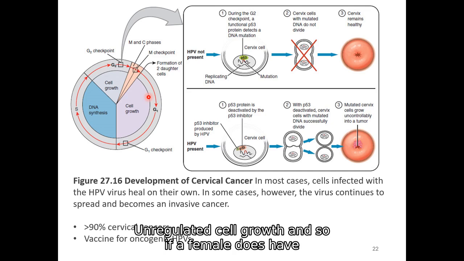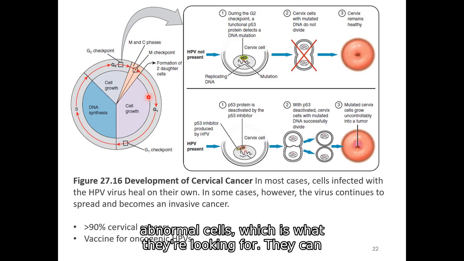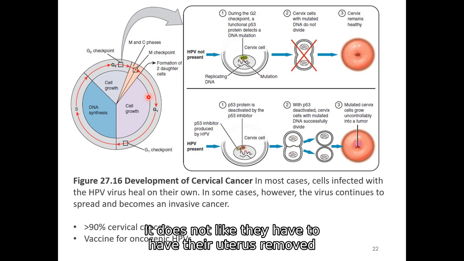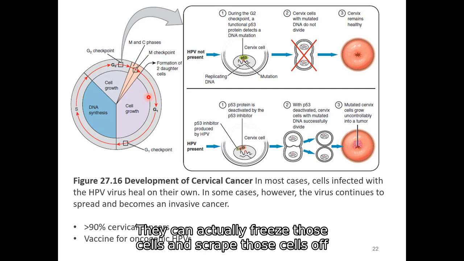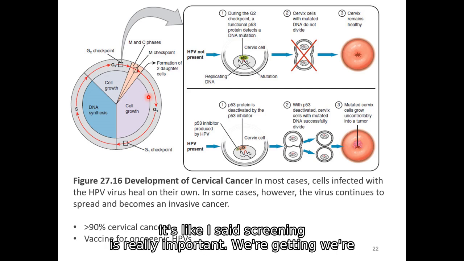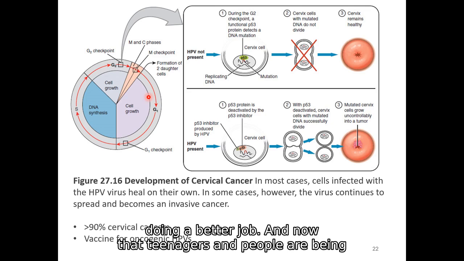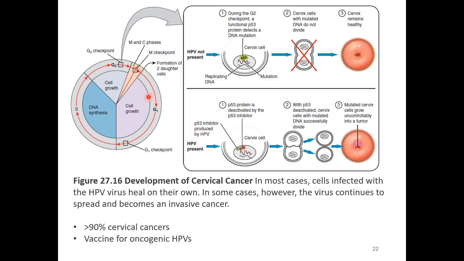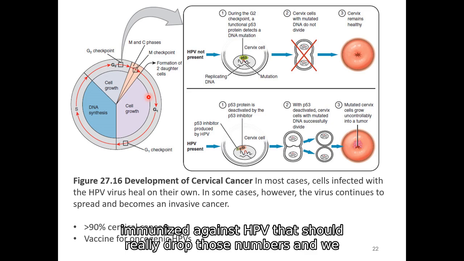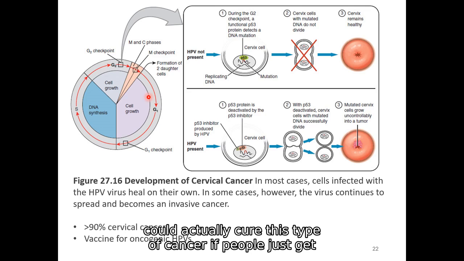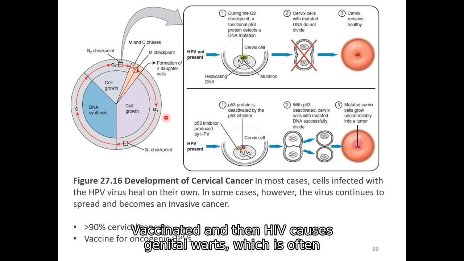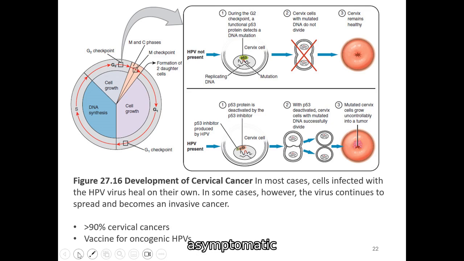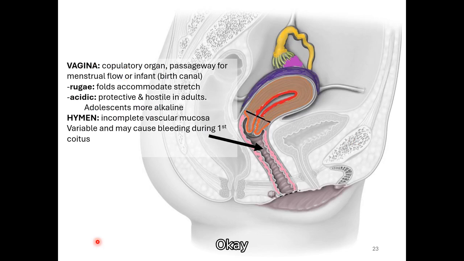And so if a female does have abnormal cells, which is what they're looking for, it's not like they have to have their uterus removed or anything like that. They can actually freeze those cells and scrape those cells off. So like I said, screening is really important. We're doing a better job. And now that teenagers and people are being immunized against HPV, that should really drop those numbers, and we could actually cure this type of cancer if people just get vaccinated. And HPV causes genital warts, which is often asymptomatic.